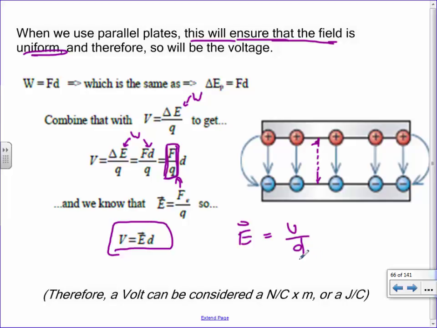Here's the proof for how it was derived. They took three formulas and shoved them all together and did a whole bunch of rearranging, and it created this formula here, which is essentially this guy here just rearranged. So another way to find your electric field strength is to take your voltage and then divide by the distance between the plates.